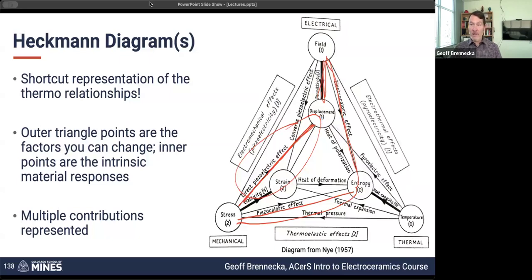So again, maybe it's easy to measure permittivity. It's easy to measure pyroelectric effect. And I've got the electrocaloric effect because I can measure pyroelectricity. And now I can calculate what the piezocaloric effect would be. Do I ever need to know what the piezocaloric effect is? Who knows?